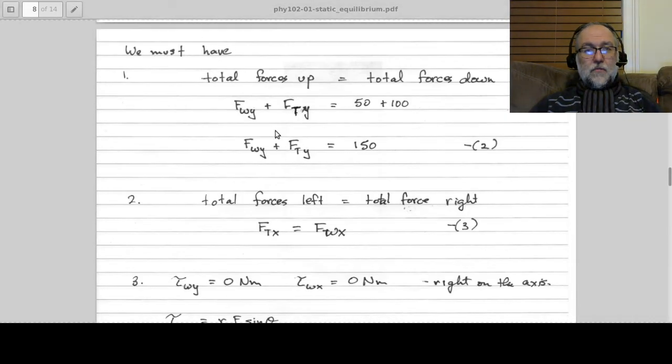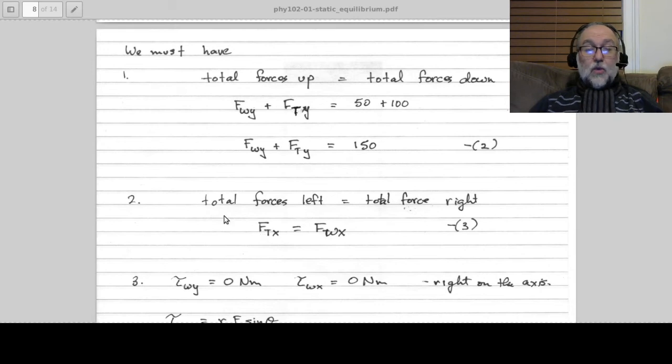And that's what I wrote right here. Fwy up and Fty up must equal 50 down plus 100 down. Well, 50 plus 100 is 150, so you get your first equation. You can't go anywhere with that, because again, there are 2 unknowns. You have to move on, and then you can come back to it. I call that one equation number 2.